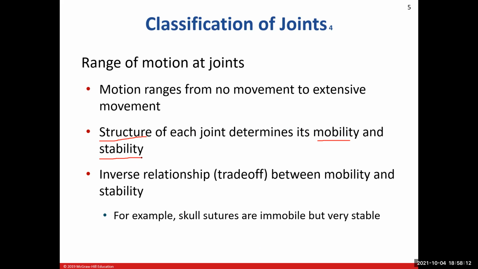Two concepts that you need to know when we're talking about joints. One is range of motion, which is the mobility, how mobile a joint is, but also how stable is it? Is it prone to dislocation? The interesting thing between mobility and stability is that we have an inverse relationship. An inverse relationship is that if you increase one, you decrease the other.